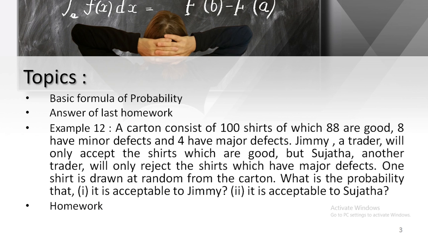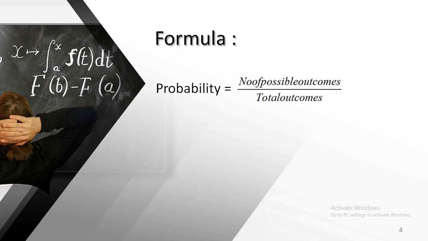Starting with the first, it's the basic formula. Probability equals the number of possible outcomes divided by total outcomes, which is already known. So go to the next.